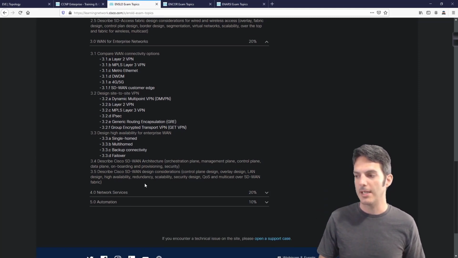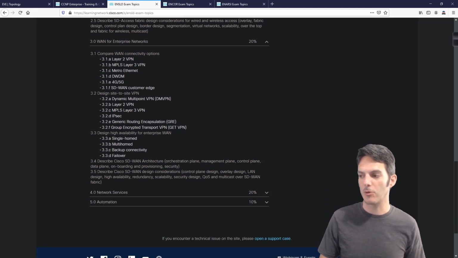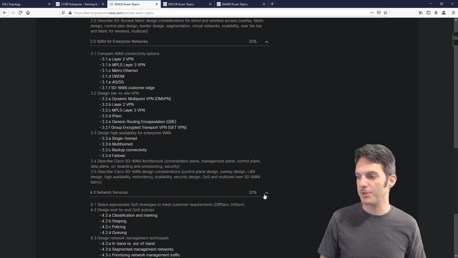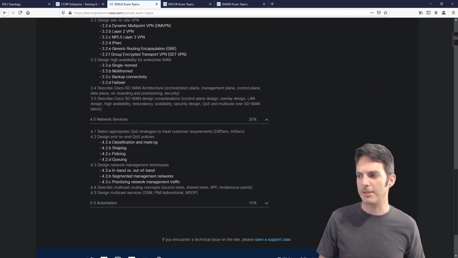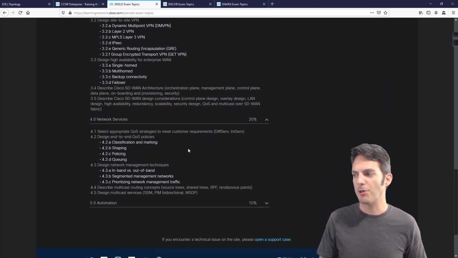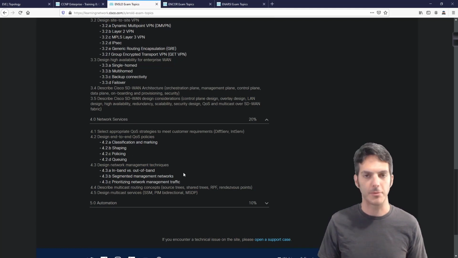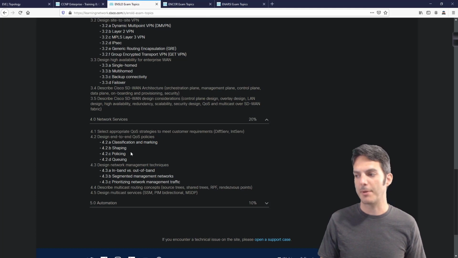Obviously SD-WAN. Here it's more or less just the high-level details, but when we go through the SD-WAN pieces, we'll cover that as well. Network services, we're definitely going to take a look at, it's got a big thing with QoS. We'll spend some time on quality of service and deal with what's classification and marking, shaping, policing, and queuing. We'll take a look at how those details come into play.